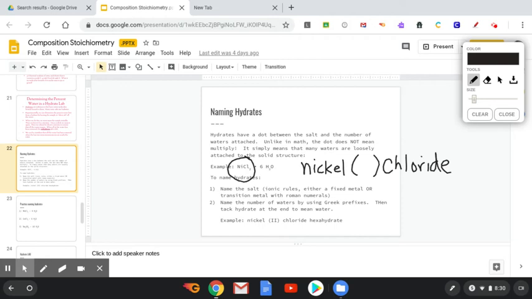Okay, so now we got to check the charge. Remember, whenever we do this, we have to check the charge. So chloride is -1.